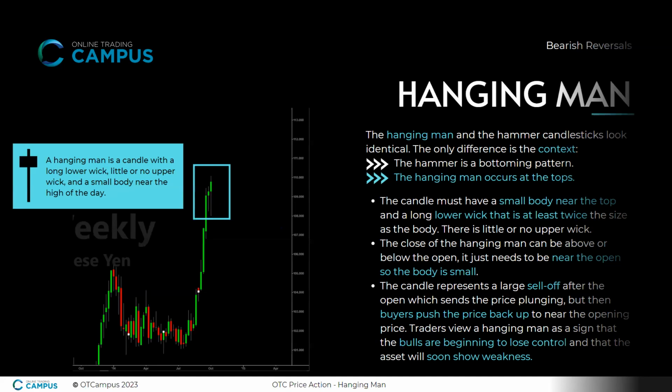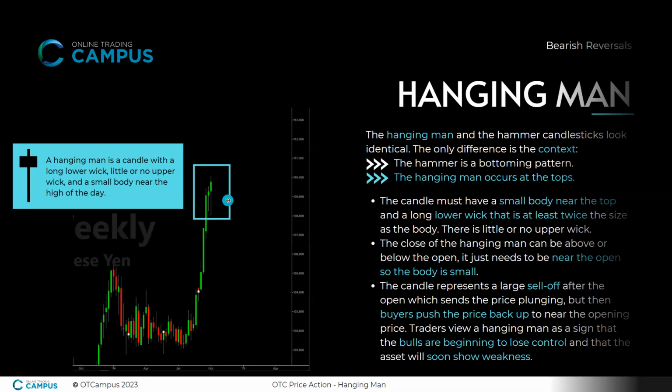After the open, which sends the price plunging, but then buyers push the price back up. That's the reason why we have this wick here to the downside and not a close. Means first a sell-off, and then the buyers come back and push the price back up here to the tops, near the opening price. Traders view a hanging man as a sign that the bulls are beginning to lose control and that the asset will soon show more weakness.